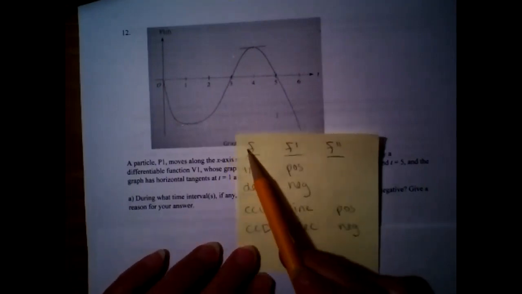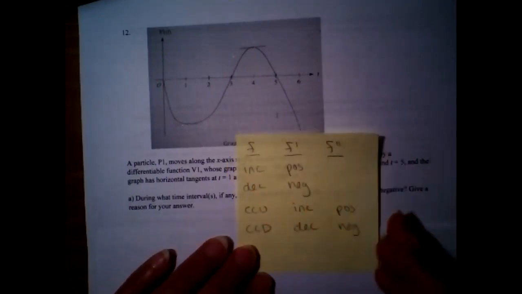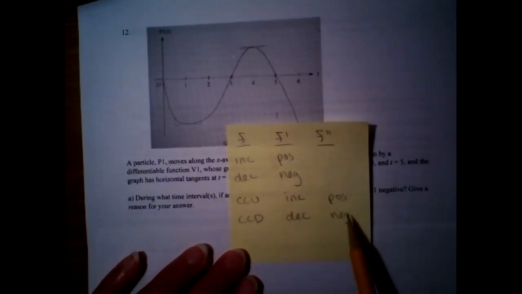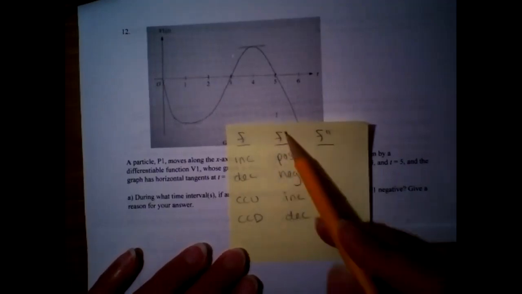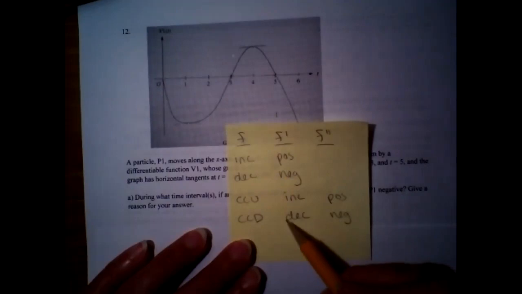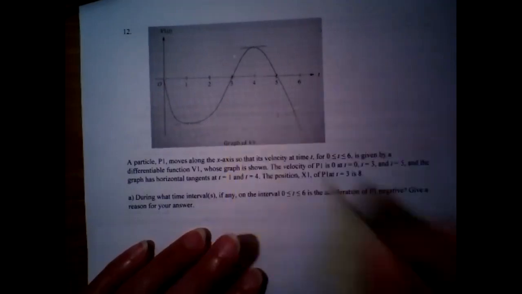All right, let me pull out my sticky note. Now I know I have F prime and F double prime, but this is like position, velocity, acceleration. They're asking, where is the acceleration negative? Acceleration would be the second derivative. That's going to be negative where the first derivative is decreasing. And usually they give you the first derivative, and that's what they gave us here. It's velocity. So we want where this graph is decreasing.